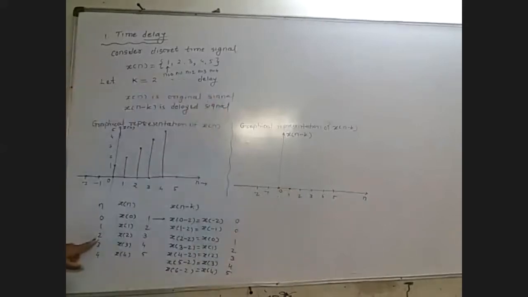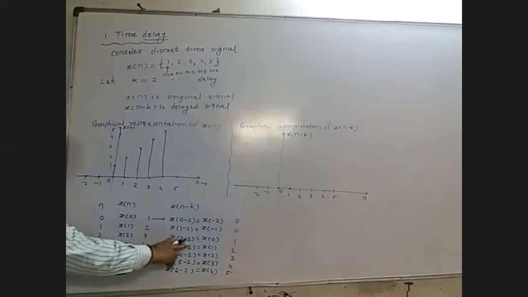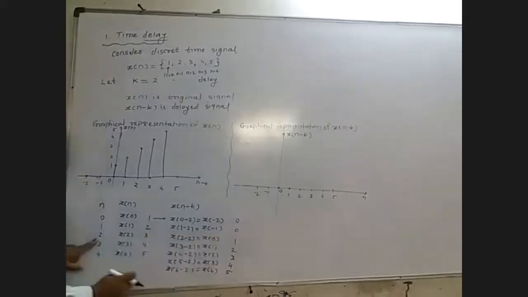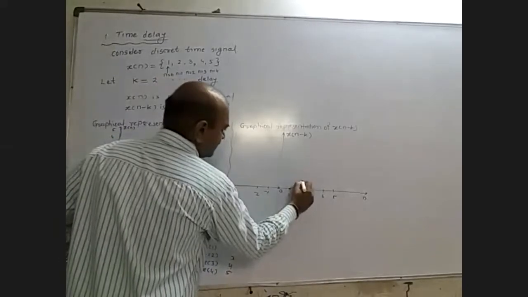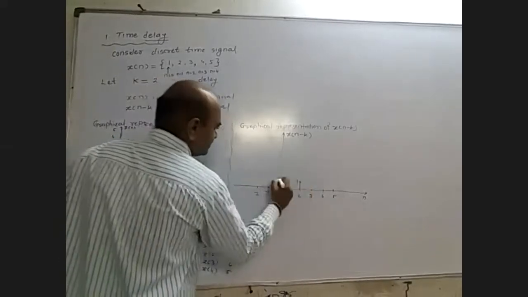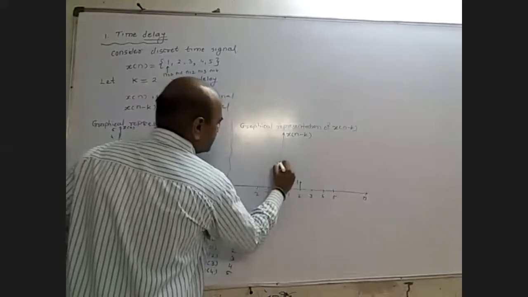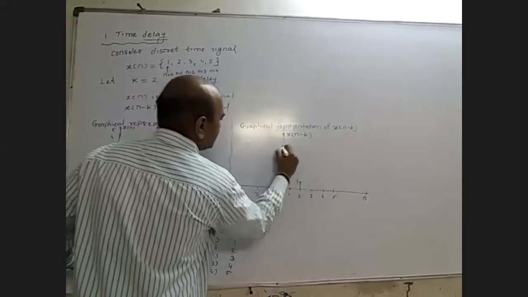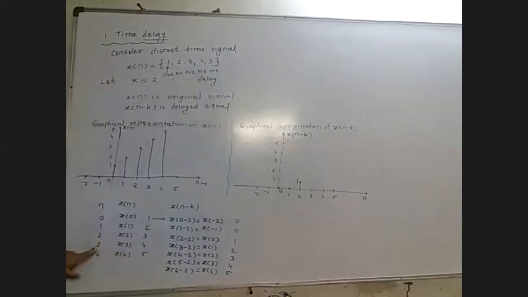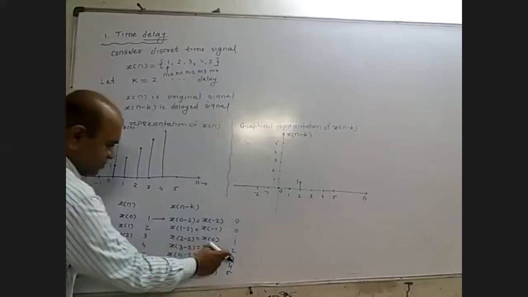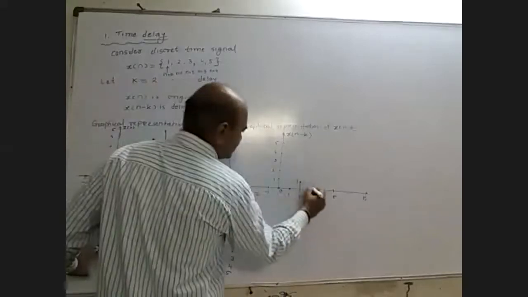Here n is equal to 2, and you will get a value 1. So I draw it here as 1. Its amplitude is 1. Here it is 1, 2, 3, 4, and 5. Now hope you are getting this. When n is equal to 3, what is it? It is 2. So when n is 3, it is 2.